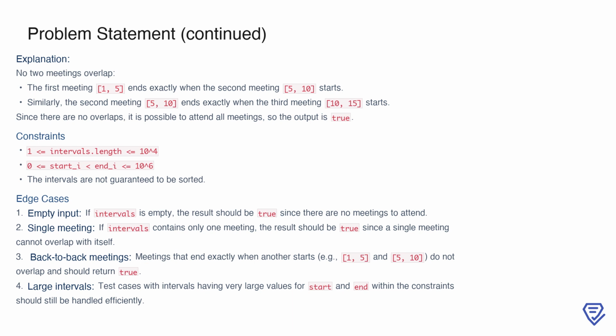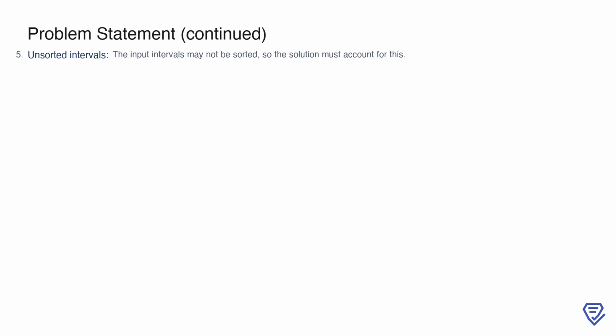Now, let's consider some important constraints and edge cases. The constraints for this problem specify that the number of intervals can go up to 10^4, and the start and end times of each meeting can range from 0 to 10^6. Additionally, the intervals are not guaranteed to be sorted, so the solution must handle unsorted input.